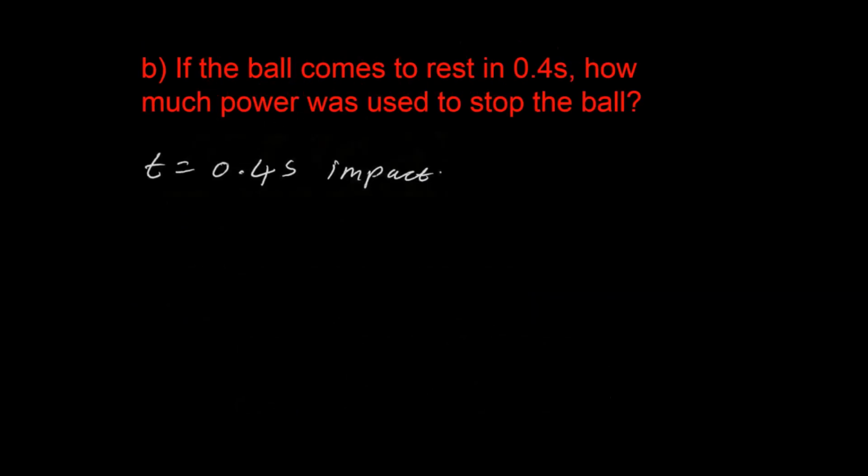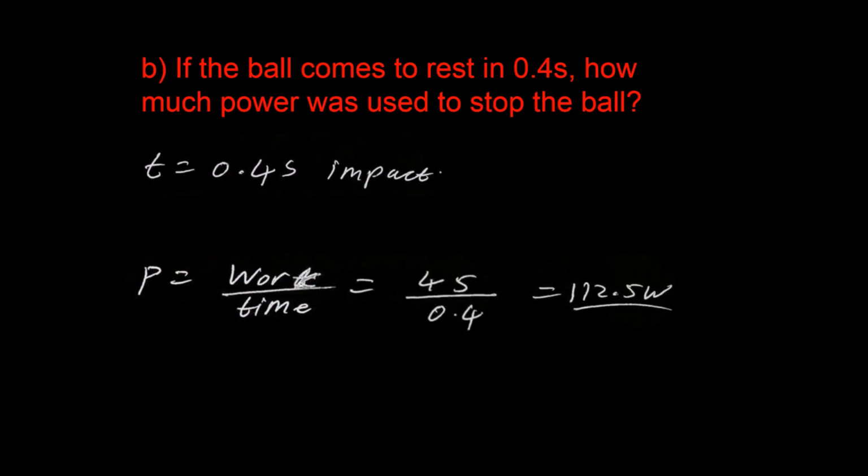Now if the ball comes to rest in 0.4 seconds, how much power was used to stop the ball? This one should be relatively simple. Power, of course, is defined as work over time. We have 45 joules of energy and 0.4 seconds, which gives us 112.5 watts.